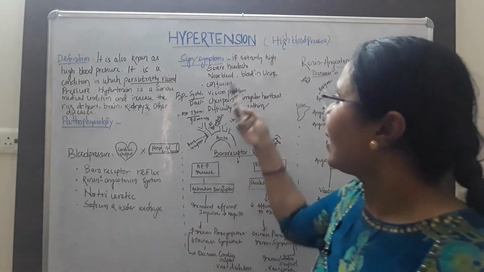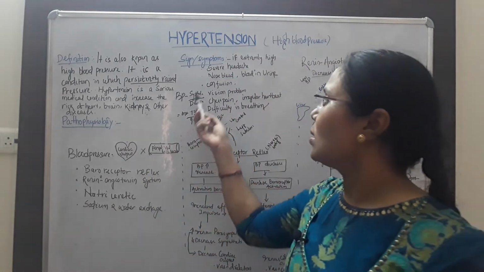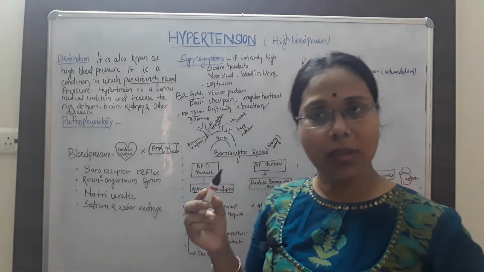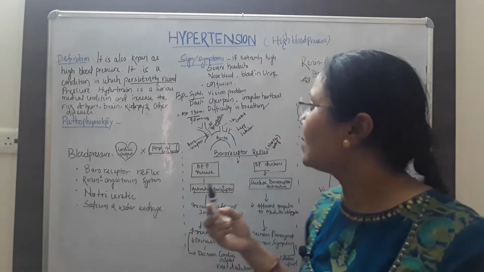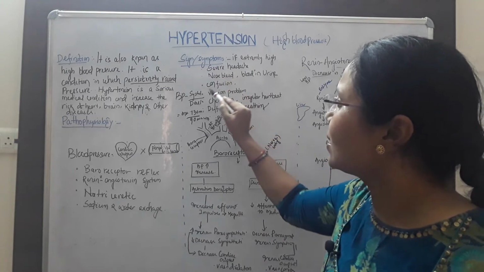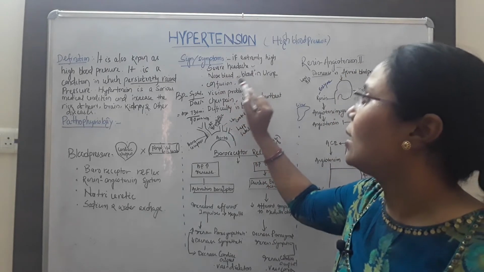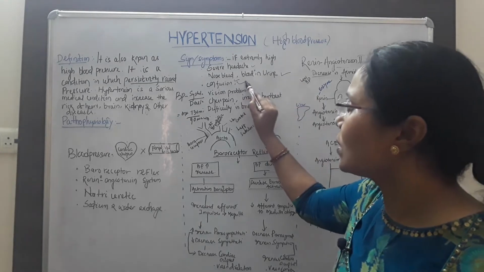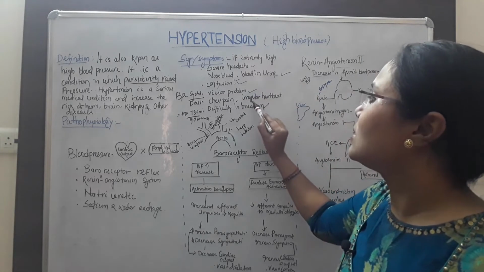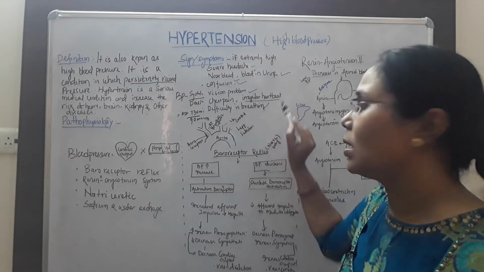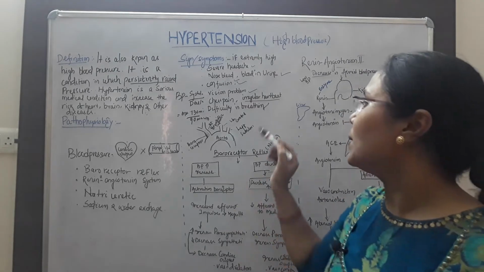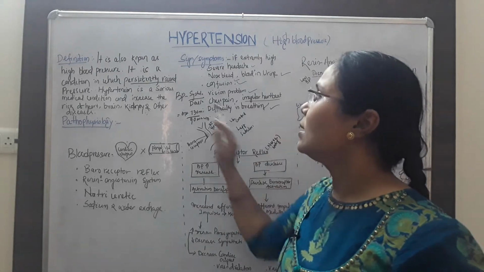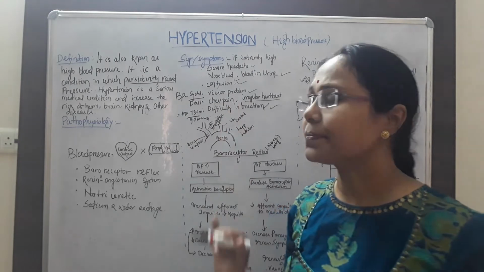So what are the signs and symptoms? In severe cases, with extremely high blood pressure, you see the following signs and symptoms: severe headache, nosebleed, bleeding in urine, confusion, vision problems, chest pain, irregular heartbeats and difficulty in breathing also. These are the signs and symptoms.